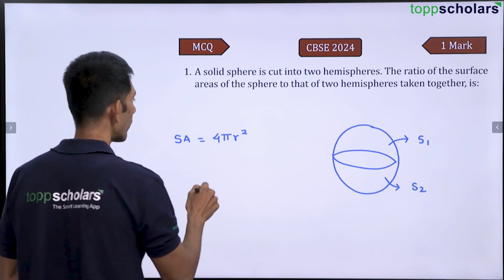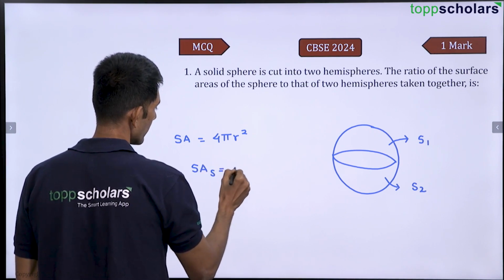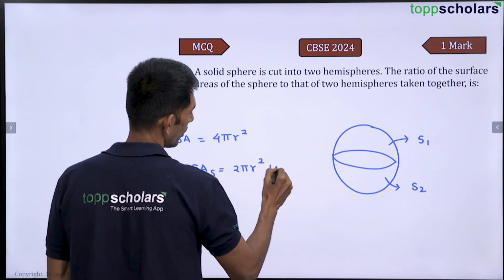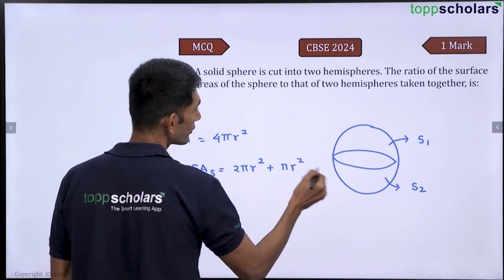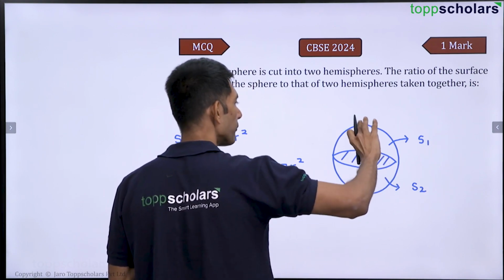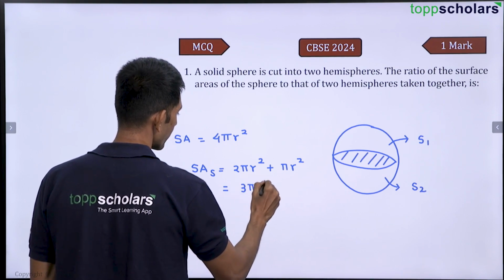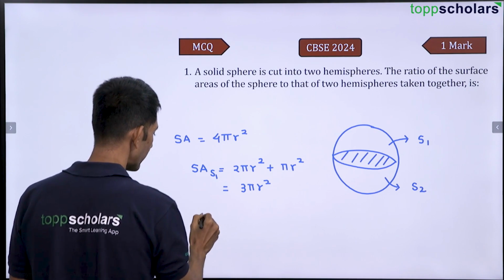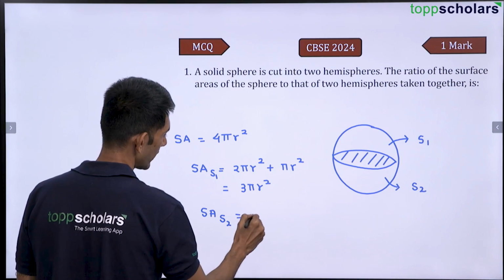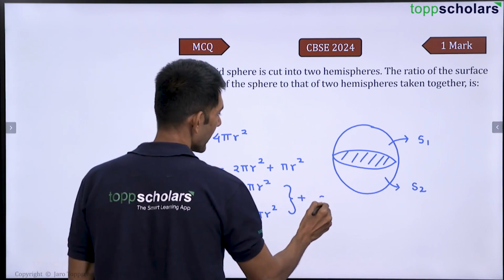And the surface area of the two hemispheres will be 2 pi r square plus pi r square, because it is a solid hemisphere. So definitely the base will also be covered. So the top one will also have the base, the bottom one will also have the face. So this becomes 3 pi r square, and this is for the first hemisphere, and also for the second hemisphere we'll have 3 pi r square. So if I add this, I get 6 pi r square.